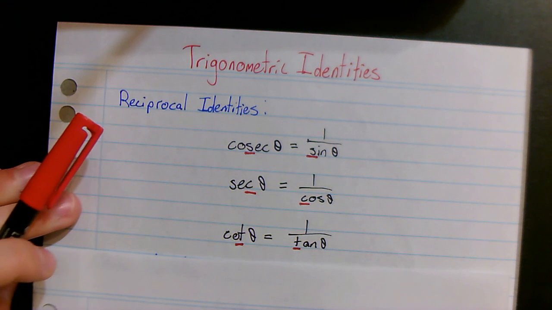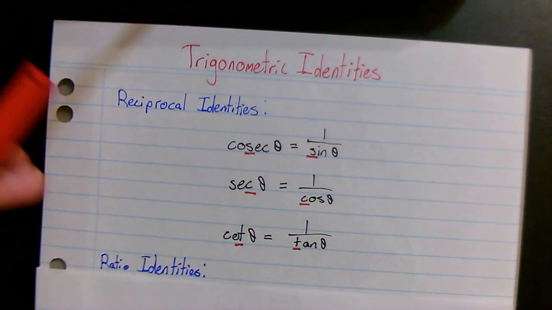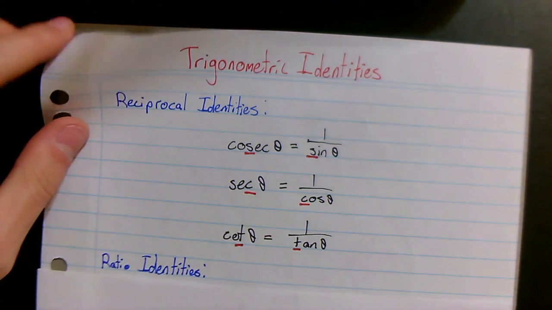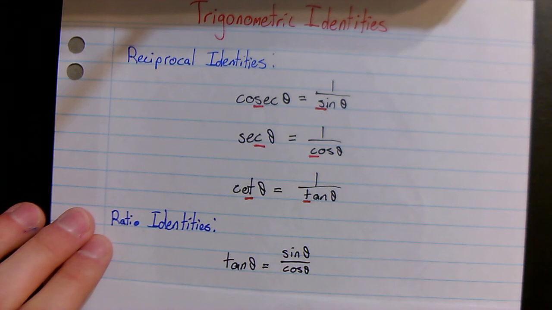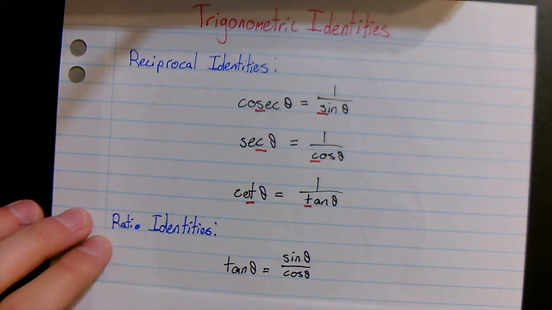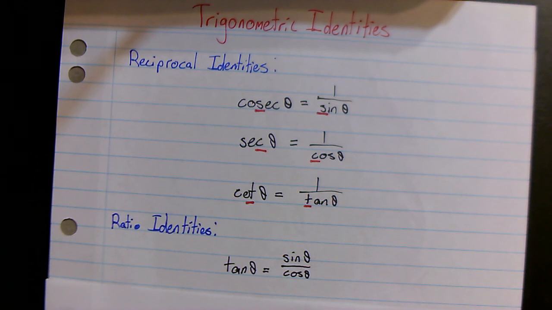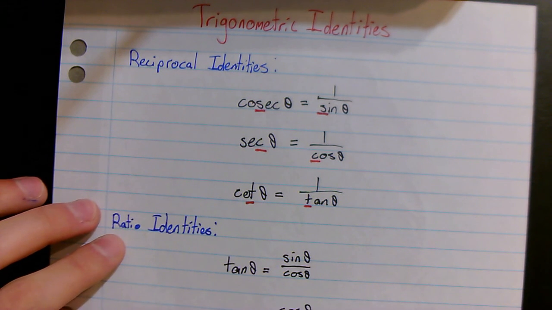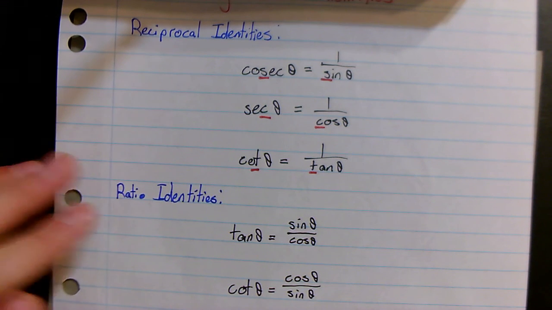Now the next set of identities that we look at are the ratio identities. So these, quite simply, there's just two of them. And the first one we look at is tan theta is equal to sine theta over cos theta. Okay, there's no real easy way to remember this. We just got to bite the bullet on this a little bit and just remember it, I guess. Then we define cot theta as cos theta over sine theta.